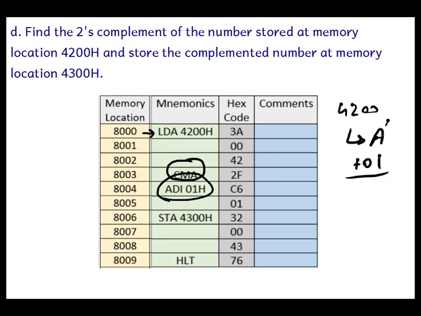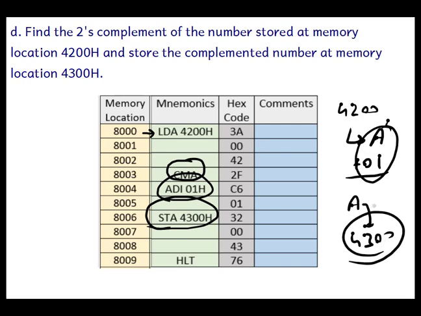So how do you find 2's complement? It is very easy to find 2's complement. First we find the 1's complement and then add 1. So this addition of 1 will ensure that we are getting the 2's complement. Now the result we are getting is in A. With STA 4300, it will store the content of register A to 4300. So that's how we execute this program.